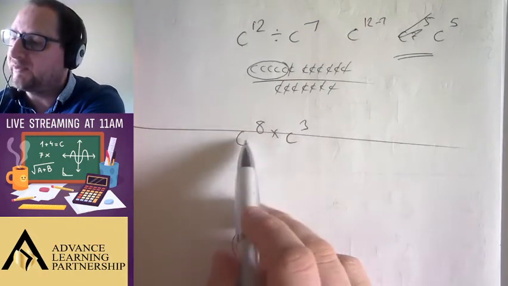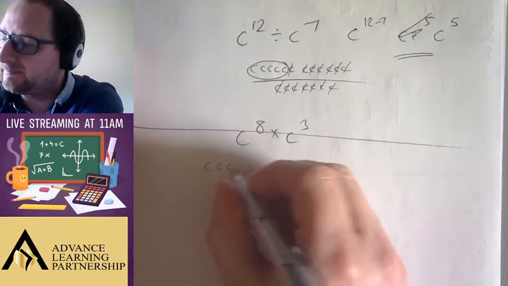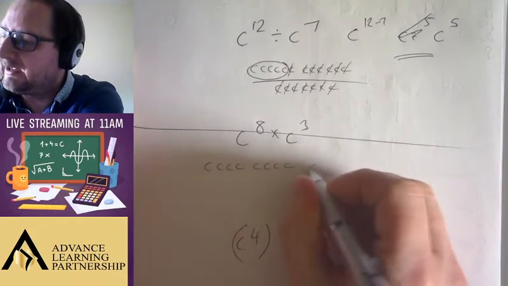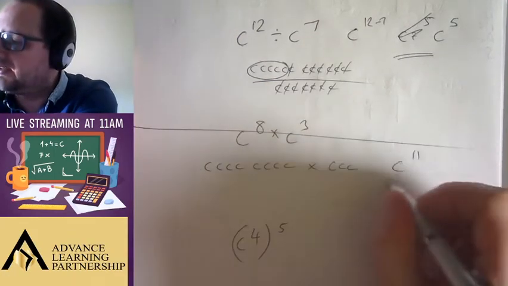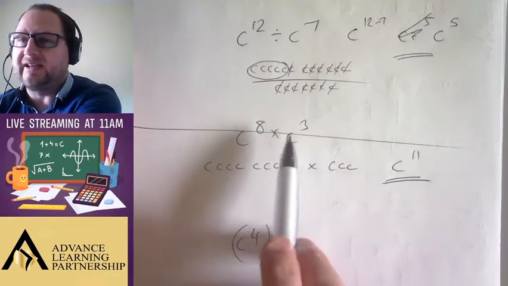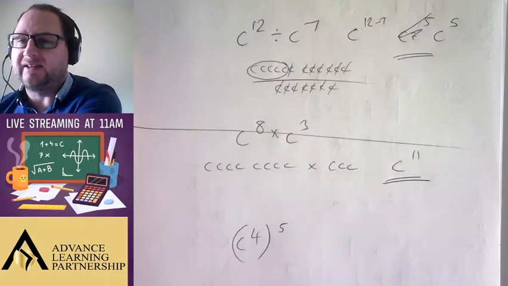This question here, we've got 8 C's multiplying together, and we're going to multiply by a further 3 C's. If you add them together, you get C to the power of 11. And again, that's the first law of indices, we're adding together there.